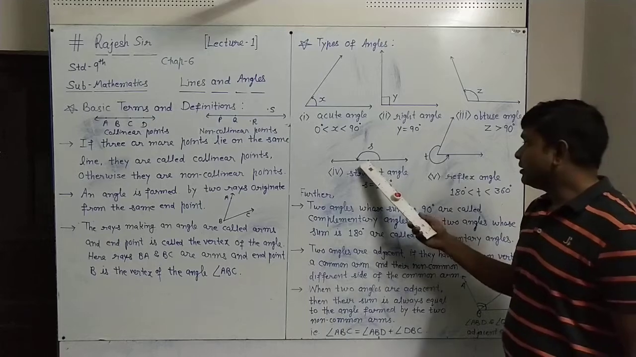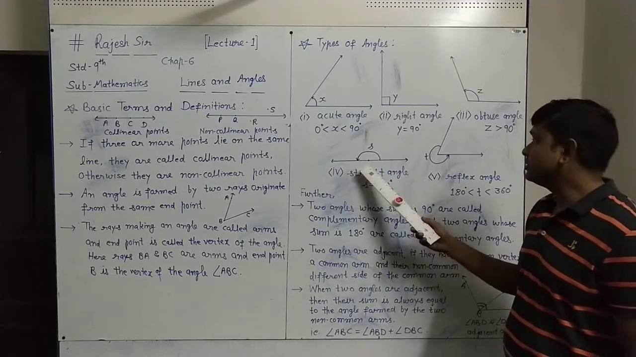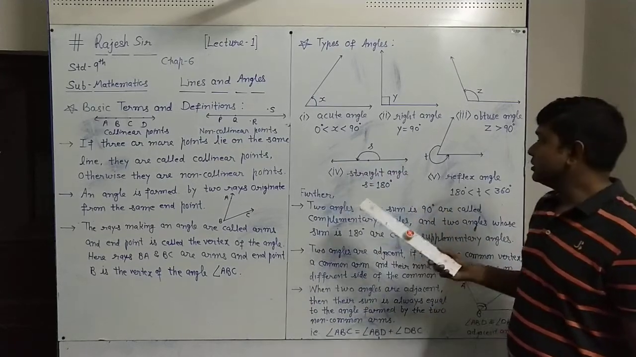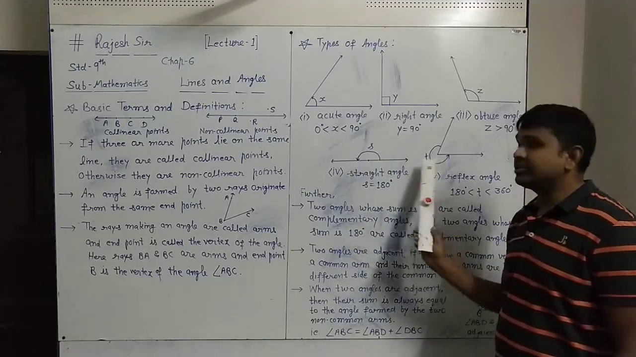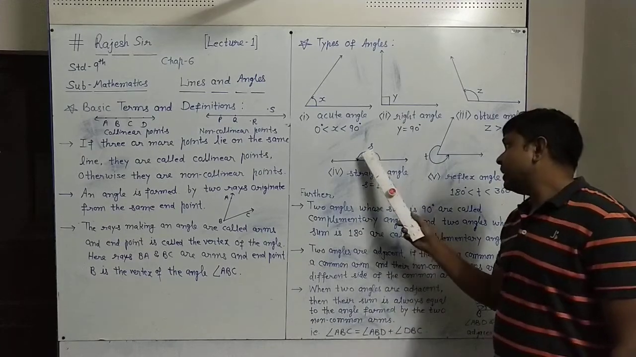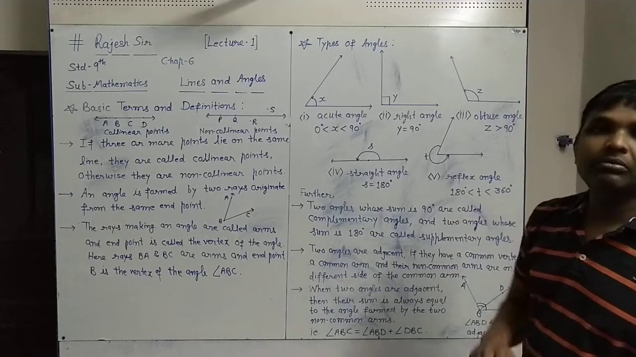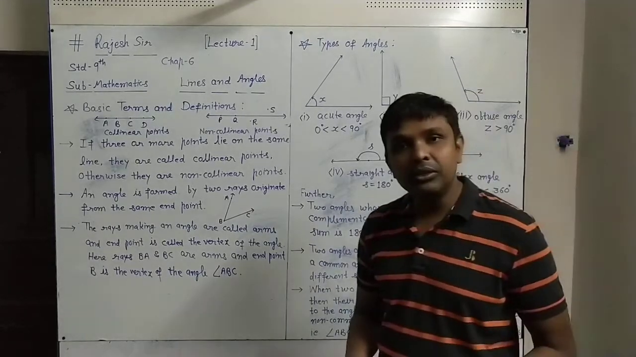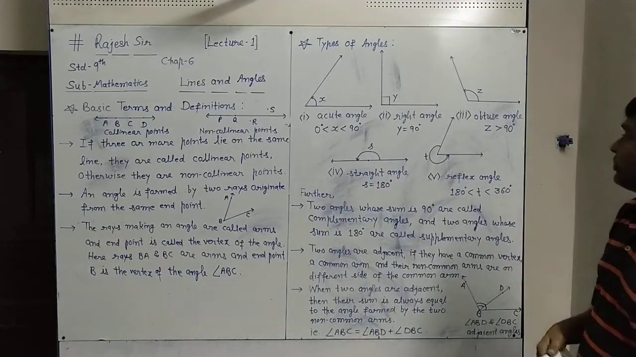Here, two angles are shown. In one, the angle is measured, and two rays form it: this is one ray and this is the second ray. It is called a straight angle. We say this is a straight angle because the two rays are forming a straight line. Why? Because the measurement of the angle is 180 degrees. If the measurement of the angle is 180 degrees, then that angle is called a straight angle. As you can see, we are forming a straight line.